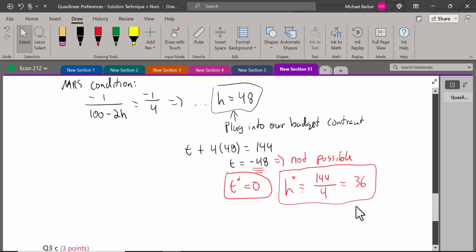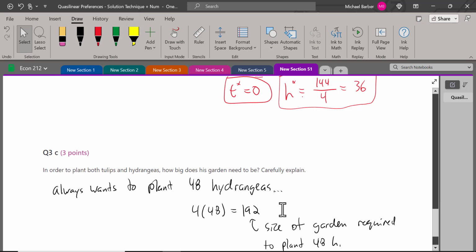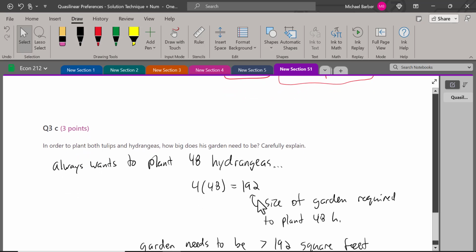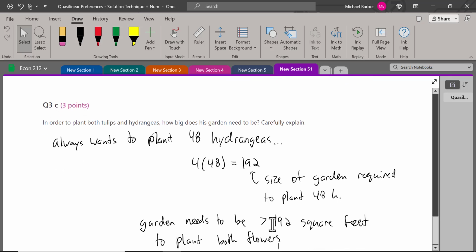And he'd keep increasing the number of hydrangeas he's going to plant until he gets 48 hydrangeas if he has a garden of 192 square feet. And as soon as his garden's bigger than 192 square feet, he's going to use all this extra room to just plant tulips in this case. Okay, so hopefully that's helpful to figure out how to solve nonlinear utility functions, or quasi-linear utility functions that represent certain kinds of preferences.